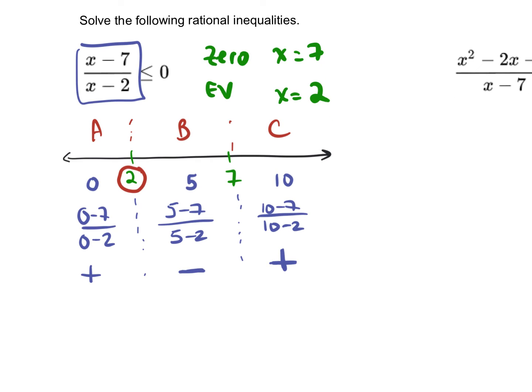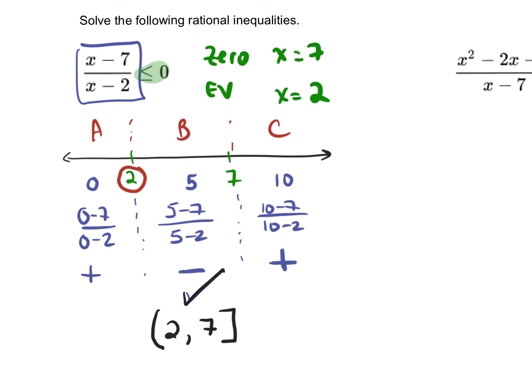Now the question is, which one of these do I want? Well, if you look, it shows here I want less than or equal to 0, so I want negative values. So the only negative region is this middle region. Now it says less than or equal to 0, so my final answer is going to be numbers between 2 and 7, because that's region B. I can include 7 because it's less than or equal to, but I can't include 2.